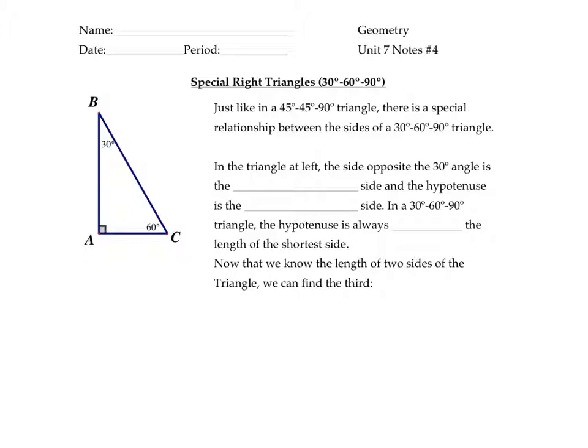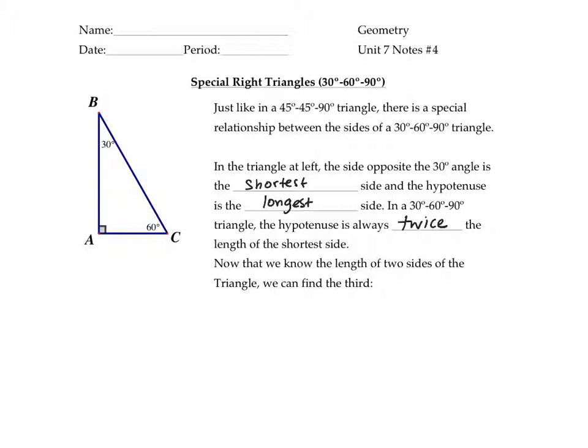So in the triangle at left, the side opposite 30 degrees is the shortest side in the triangle, and the hypotenuse is the longest side. In a 30-60 right triangle, the hypotenuse is always twice the length of the shortest side. So now that we know the lengths of two sides of the triangle, we can find the third.